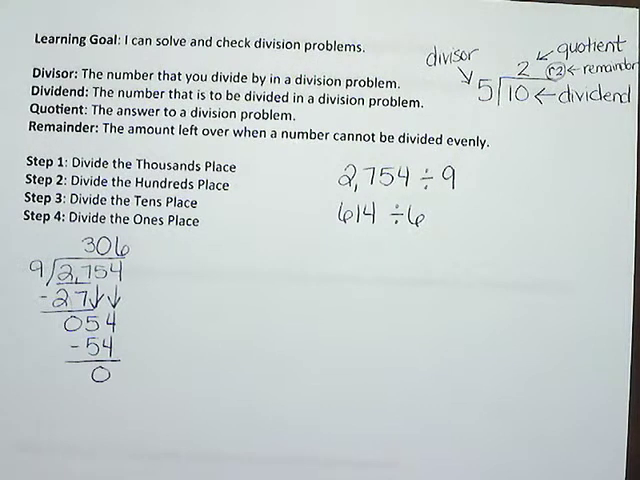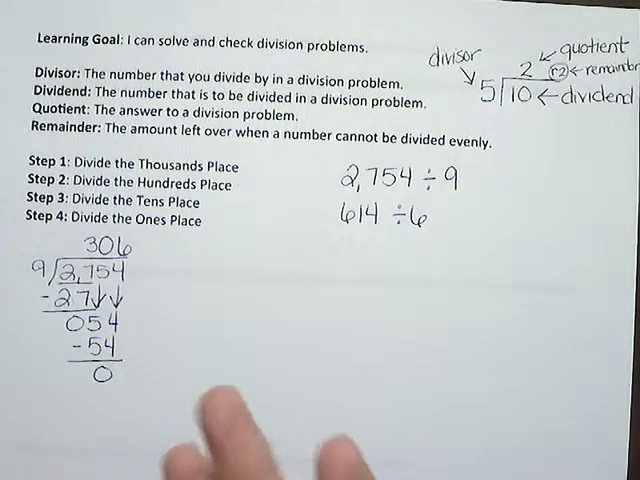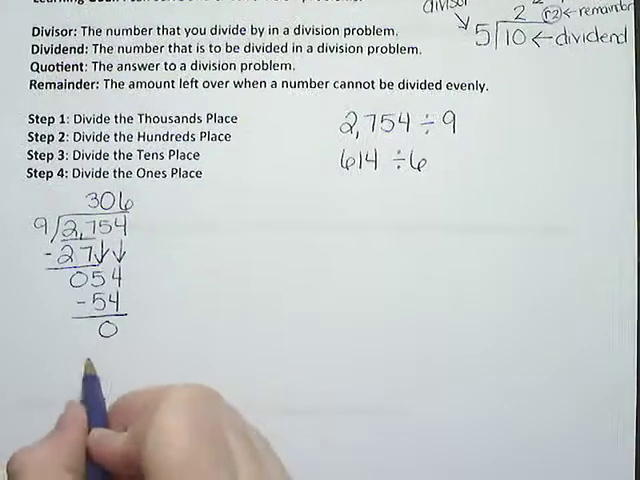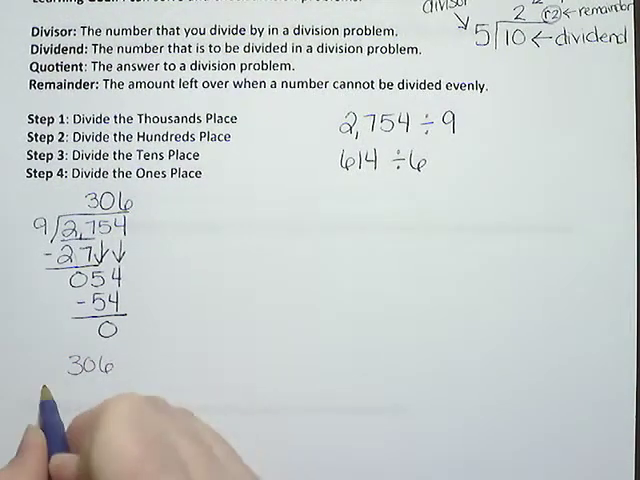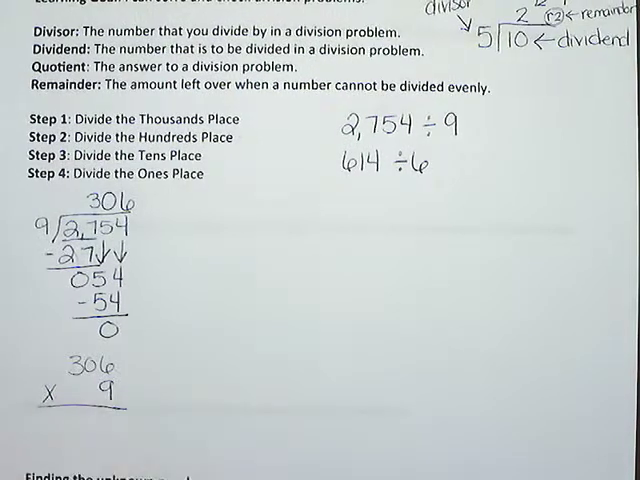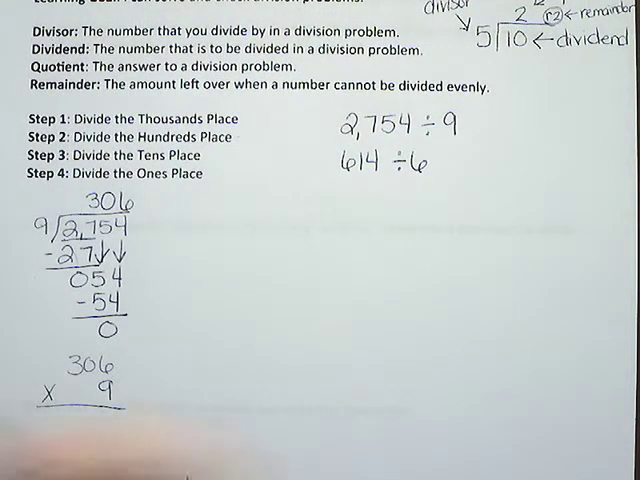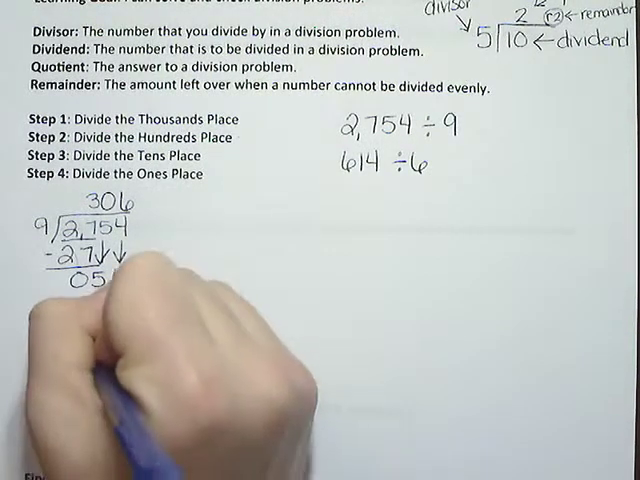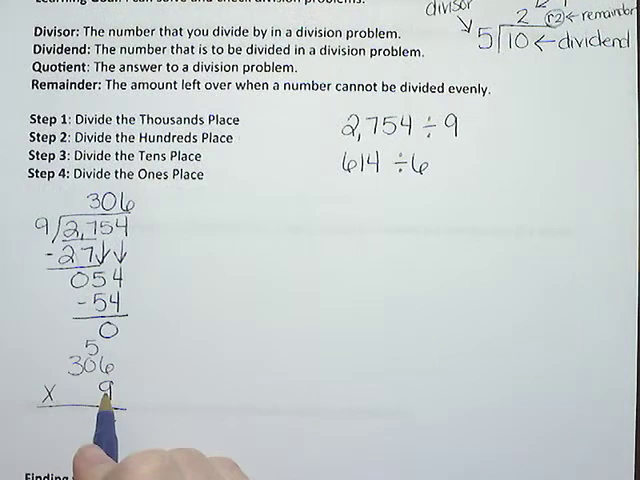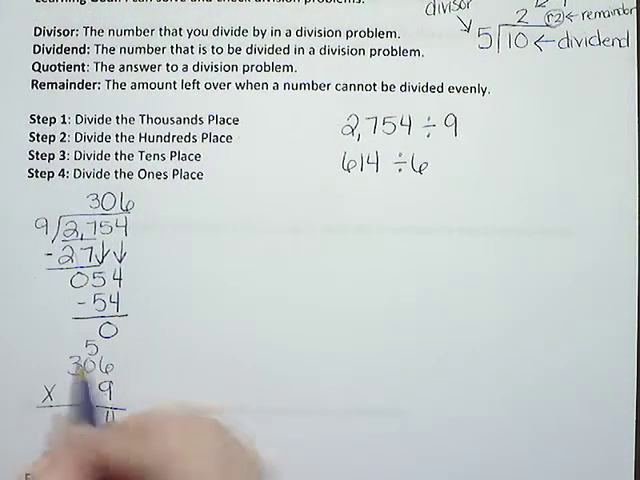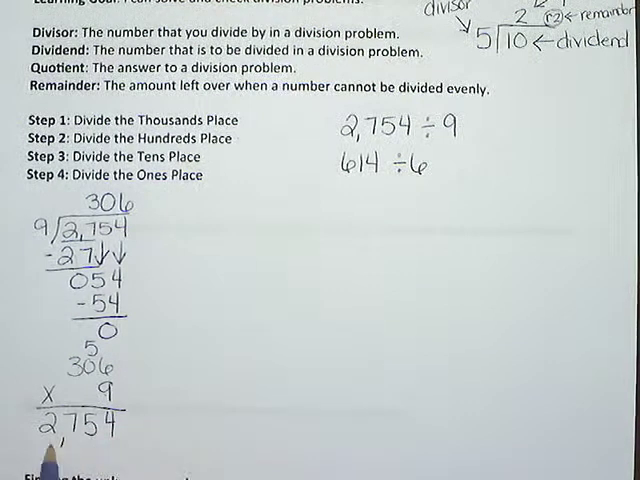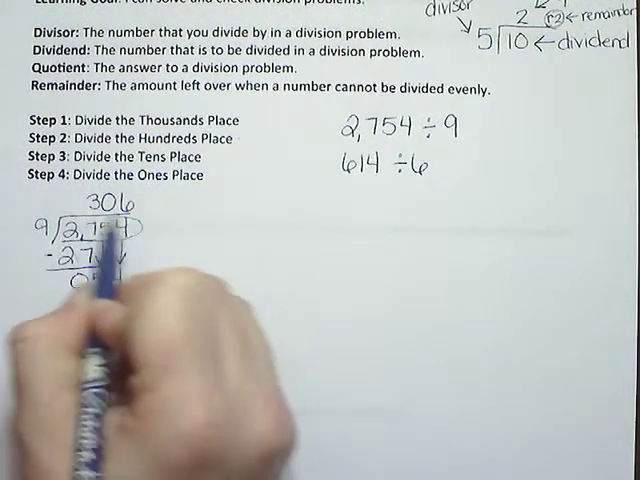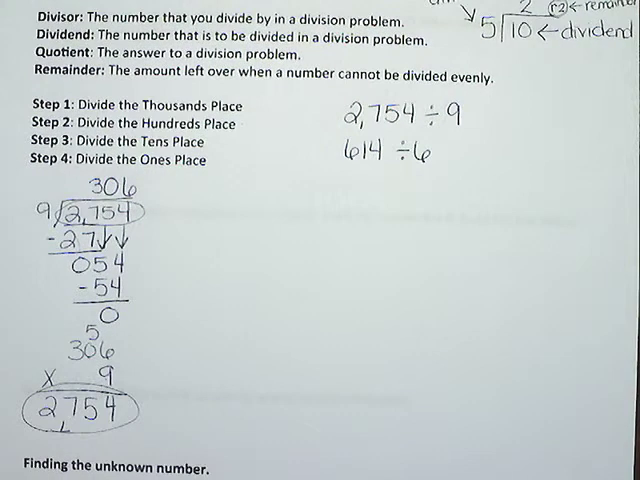Now the way that you check this is you do the opposite of division. You multiply. So you're going to take 306 and you're going to multiply it by 9. And that way you're going to check to see if you get the correct answer. So 9 times 6 is 54. I'm going to carry my 5. 9 times 0 is 0 plus 5 is going to be 5. And then 9 times 3 is 27. So if you get the same answer in your multiplication problem that you were dividing, then you correctly divided. So that's how you can check your multiplication problem.